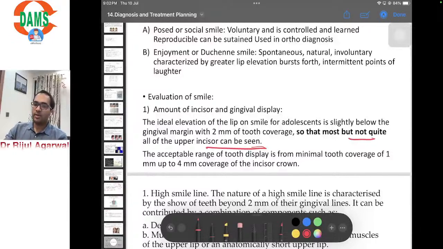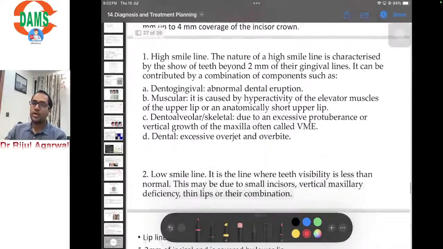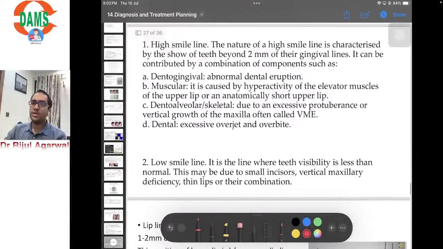So the acceptable range of tooth display or coverage should be 1 to 4 mm of the incisor crown. High smile line means the show of teeth is 2 mm above the gingival line. So it can be due to the following causes. Purely dental means abnormal eruption. Muscular, because of hyperactivity of the elevator muscles.